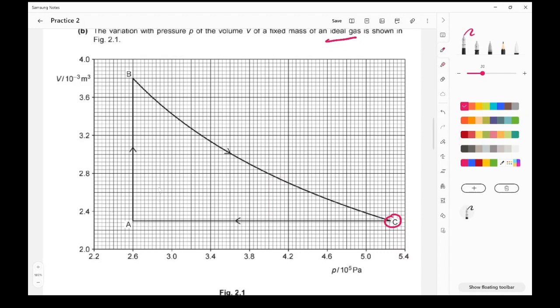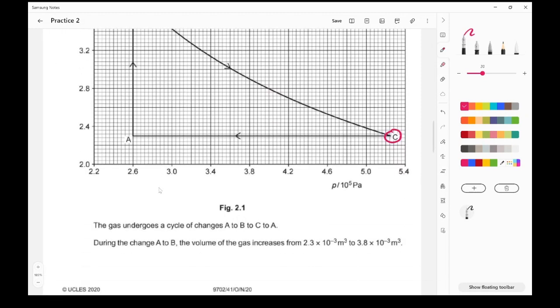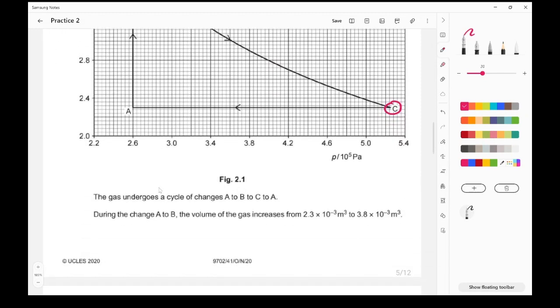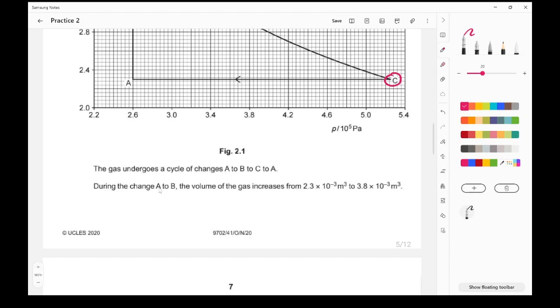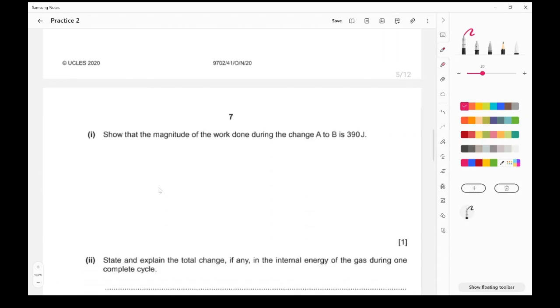Okay, so let's just read the questions and deal with whatever is being thrown towards us. A gas undergoes a cycle of changes A to B to C to A. During the change A to B, the volume of the gas increases from this to this. We have already verified this statement. Show that the magnitude of the work done during the change A to B is 390. So we need to find this work done. This is going to be simple. Work done must be equal to P delta V, where P is the constant pressure and delta V is the change in volume.